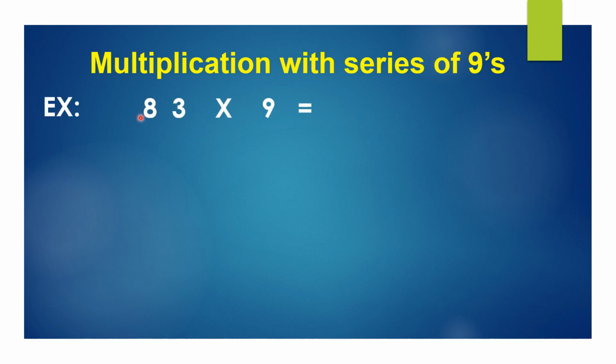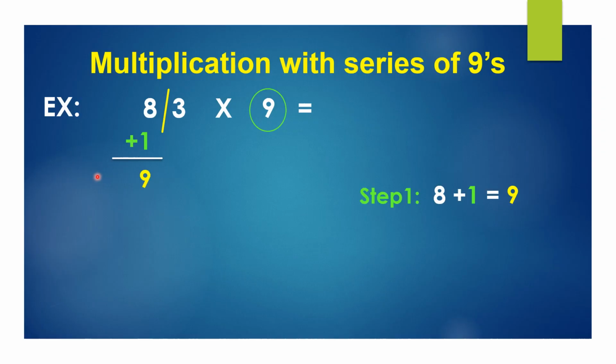Now let's consider 83 into 9. It's simple. See, only one digit. 9 is a one digit number. So here we will do the partition after one digit. From your ones place, from right hand side onwards, we are making the partition. So step 1, add 1 to the number which is on the left hand side. 8 plus 1, it is 9. So it is step 1.